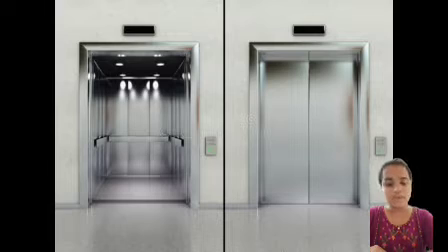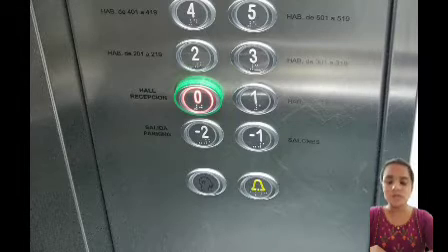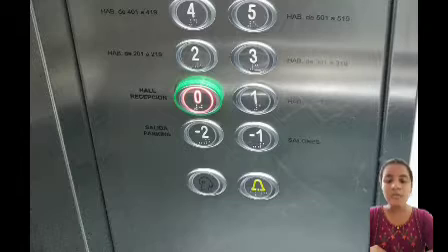This is a lift. An elevator or lift is a type of vertical transportation that moves people or goods between floors. In some buildings, ground floor is marked as 0. So going to the basement or parking is marked with negative numbers.